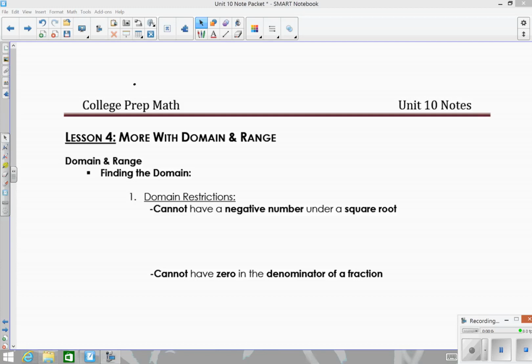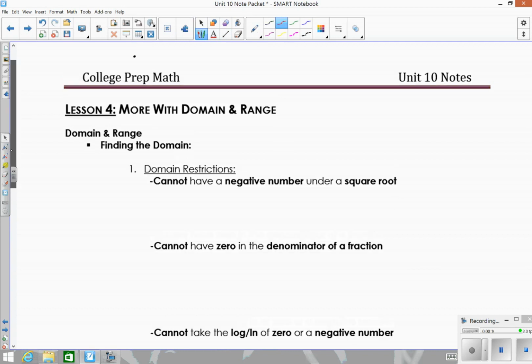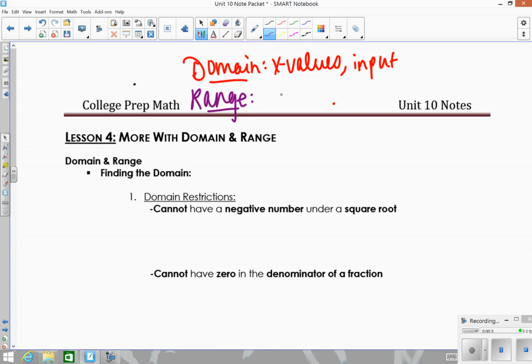In lesson 4, we're going to look at more with domain and range. So the first thing is just a refresher of what domain is. And remember, domain are all of the input values or the x values. So domain represents all of the x values or the input values. And then range represents the y values or the output.